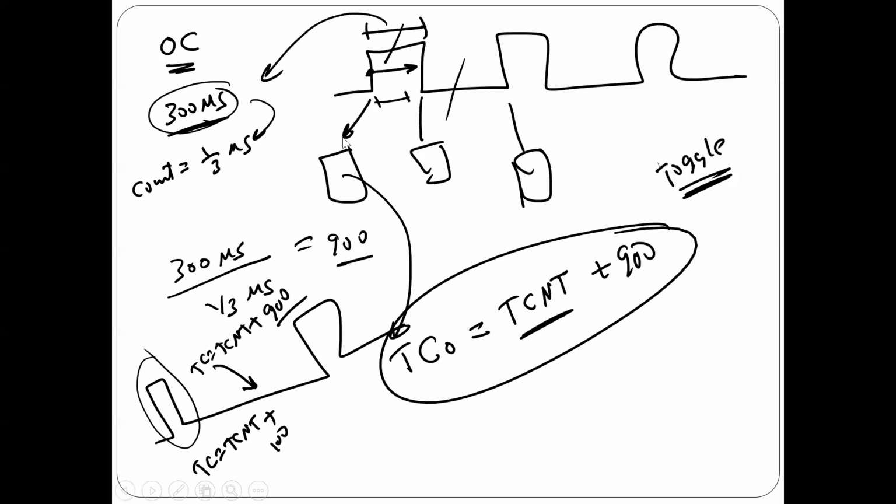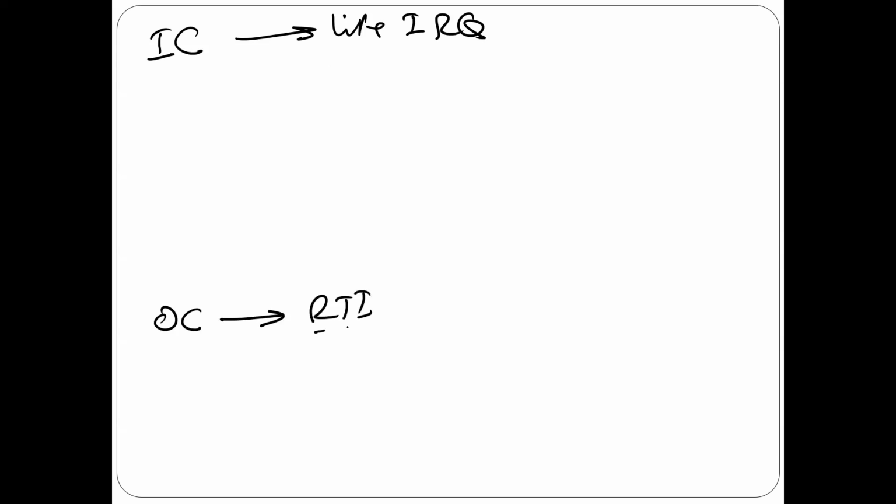So you should now understand what input capture and output compare are, and how they work. Also, I want to tell you something very important. Last time I told you guys that input capture, you can use it like IRQ, and I'm going to explain a program to do that. I told you output compare, I can use it like RTI. If you don't want input capture to measure time, you can use it like IRQ. How can we do that? I'm going to tell you how.